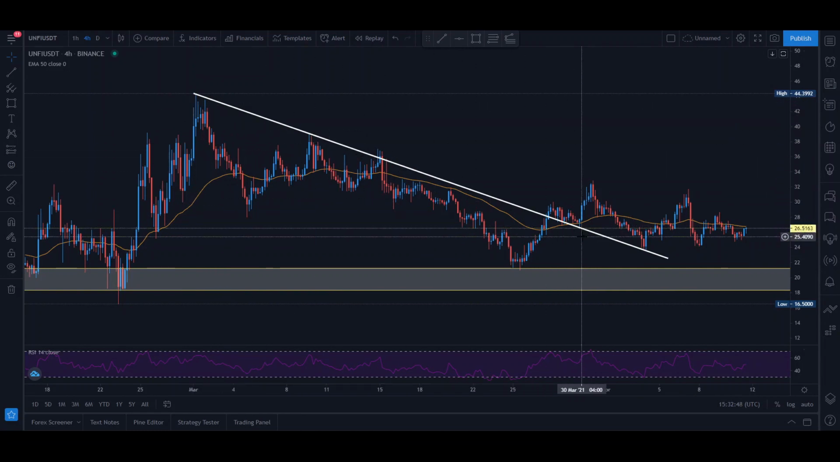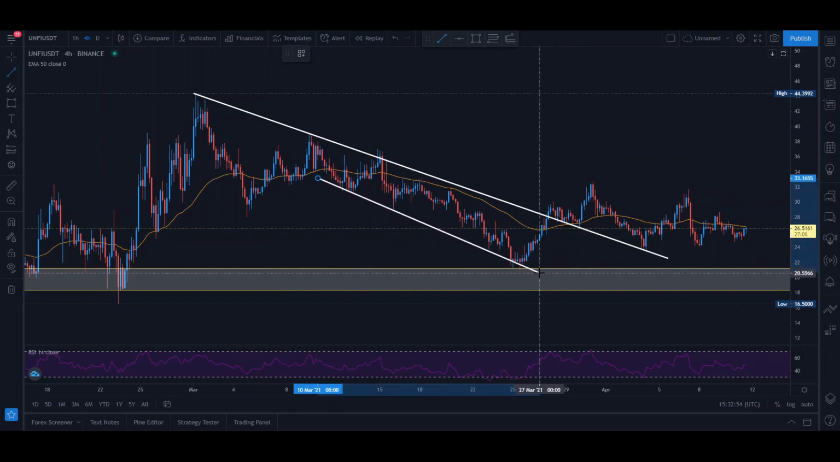Now, how do I see this? We can see sort of a downtrend here. The price was going down. You can even call this a channel of some sorts, and the price just simply broke out of the channel and continued going this way.